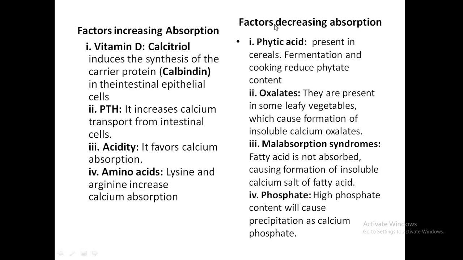Those which decrease absorption of calcium are phytic acid and oxalates, such as some leafy vegetables, which are a source of oxalates, and they form insoluble calcium oxalates in the intestine. Malabsorption syndromes also decrease absorption. And phosphate: high phosphate content will cause precipitation as calcium phosphate and will impair the absorption of calcium.